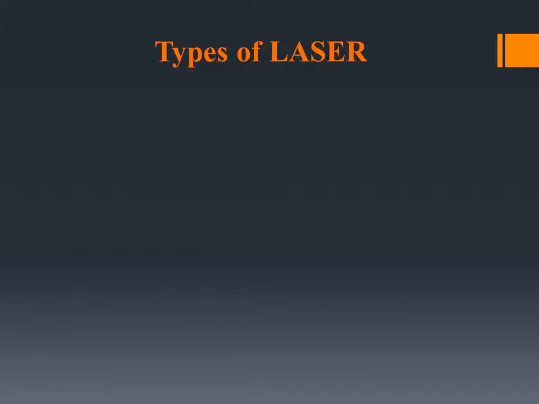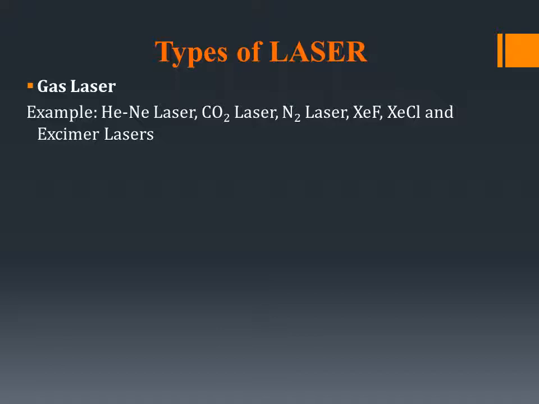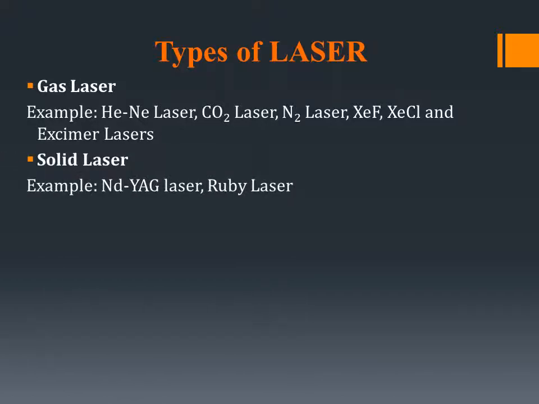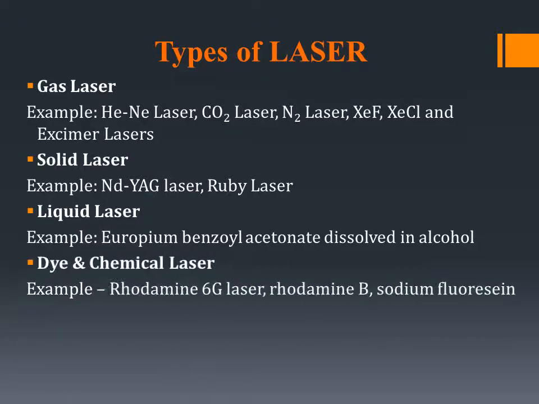There are various types of lasers. The first type of laser is a gas laser. Some common examples are the helium neon laser, the CO2 laser, etc. Next are the solid state lasers, with the diode and ruby laser as examples. Liquid lasers, a common example is europium benzoyl acetonate dissolved in alcohol. Dye and chemical lasers have their examples as rhodamine 6G laser, rhodamine B, etc.